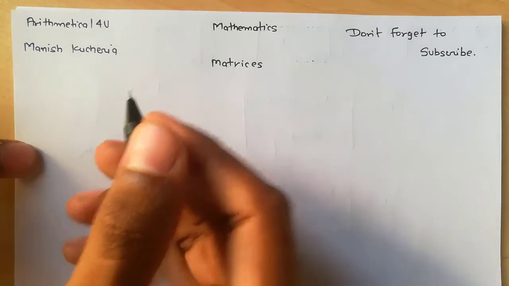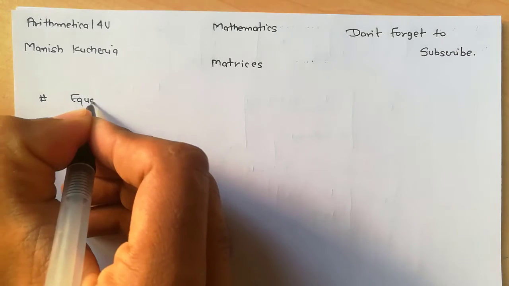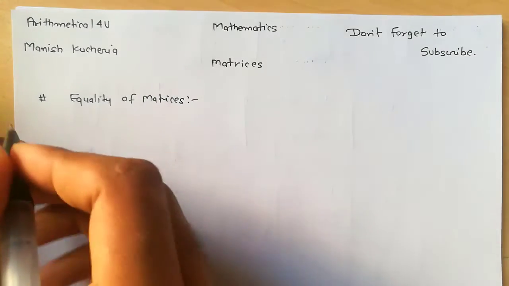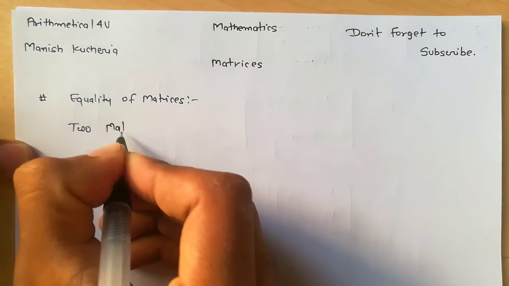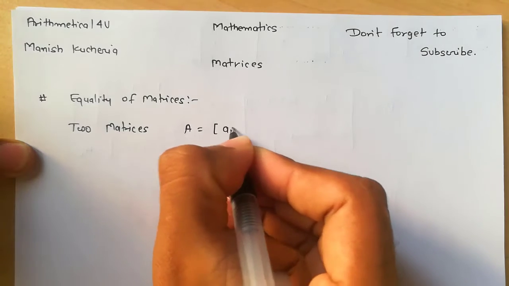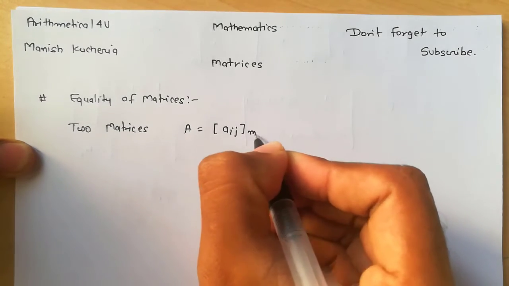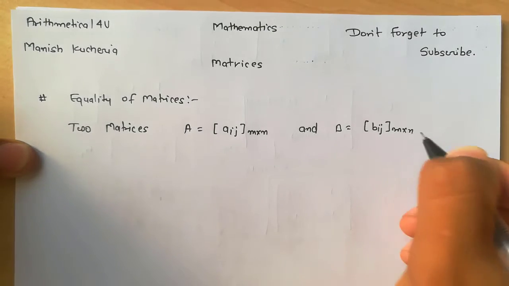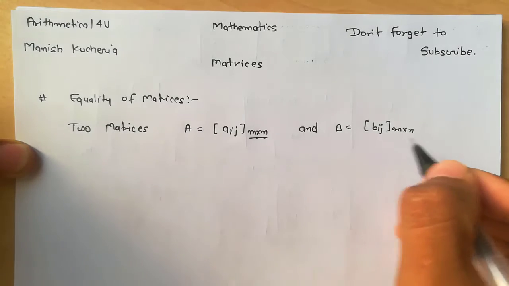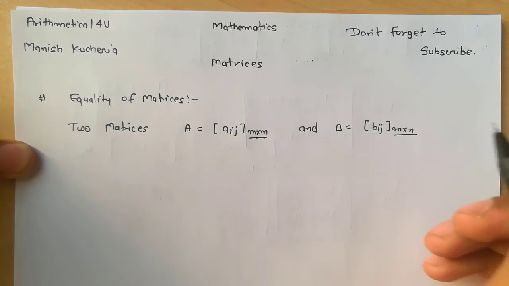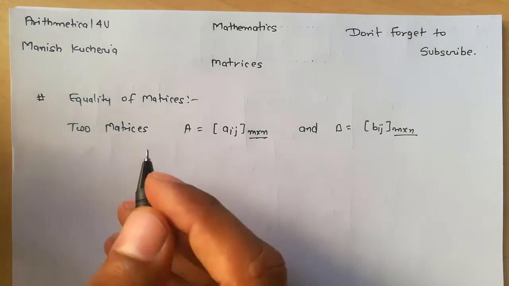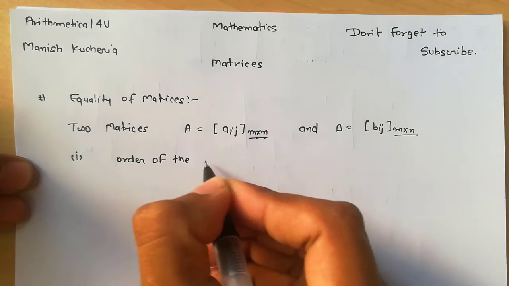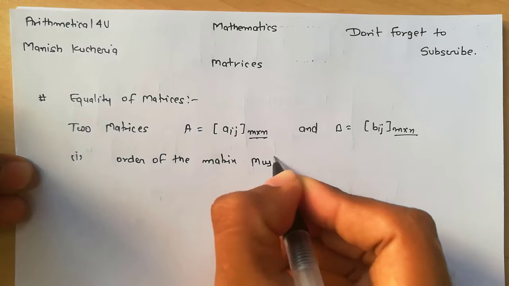So first of all, equality of matrices. Take two matrices: A, whose element is denoted by Aij, of order M cross N, and matrix B, with elements Bij, also of order M cross N. If the two matrices are said to be equal, the first condition is that the order of the matrices must be the same.